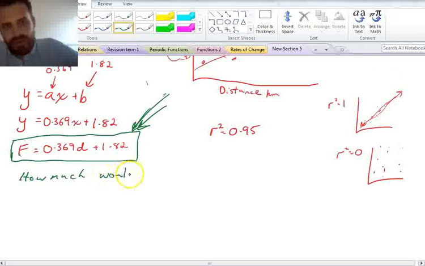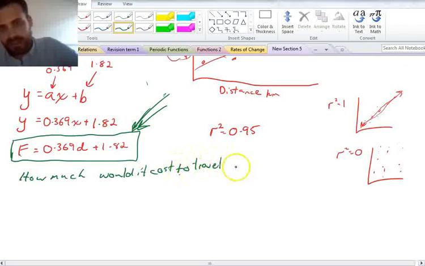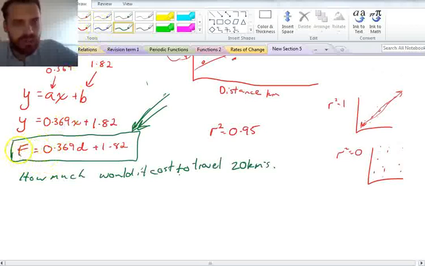would it cost to travel 20 kilometers? Okay, so there's our first type of question. Because we have an equation that has fare and distance in it, if we know one of those things, either fare or distance, we can find the other thing. So if I know I'm going to travel 20 kilometers, using this formula, I should be able to figure out how much it would cost.